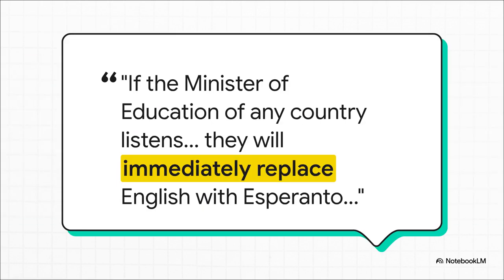It is a powerful set of claims for sure, which leads us to this final, pretty provocative thought from the source material. If the Minister of Education of any country listens, they will immediately replace English with Esperanto in their country's schools. Now that is a bold statement, but it really makes you think, doesn't it? What if the fastest path to speaking multiple languages doesn't begin with the world's most dominant language, but with its most logical one?